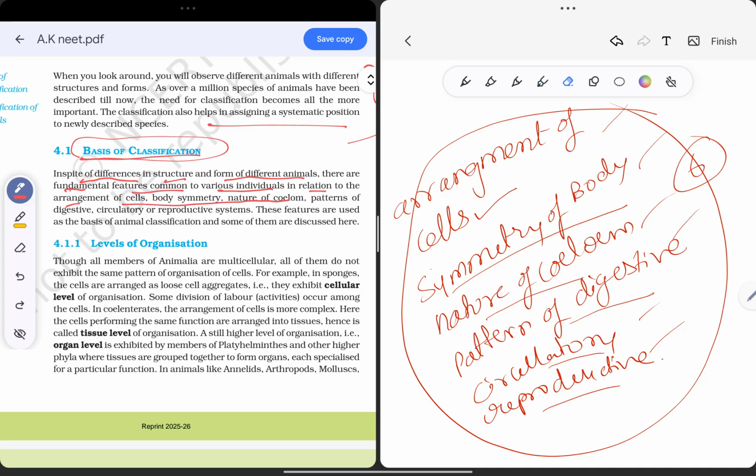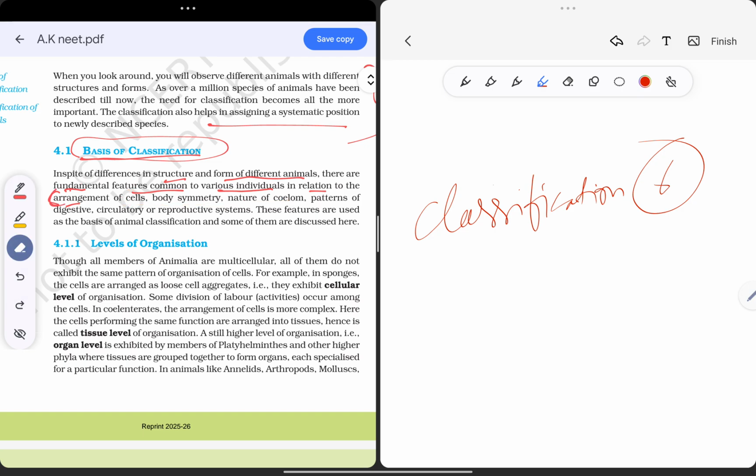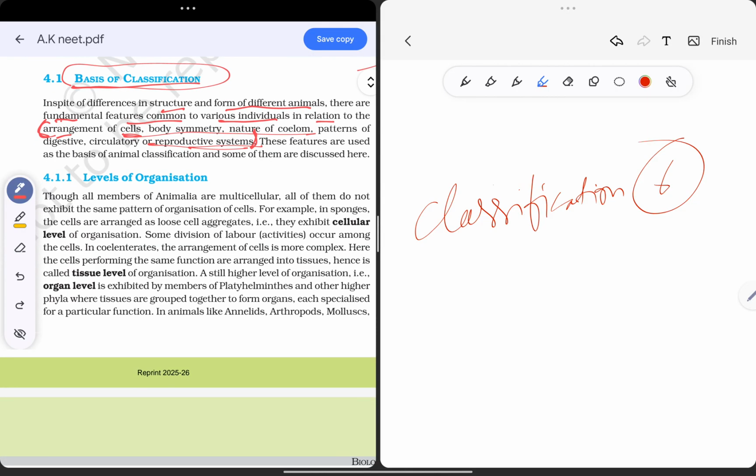In NEET 2025, this question was actually asked. They asked based on what characteristics this classification has been done. Based on the 6 points which I told you, remember this and underline and highlight these points, from arrangement of the cells to the reproductive system. This line is very important, and these features are used as a basis of classification of animals, and some are discussed.